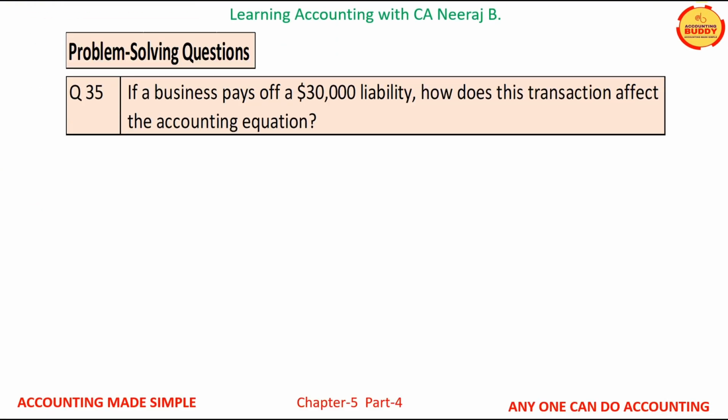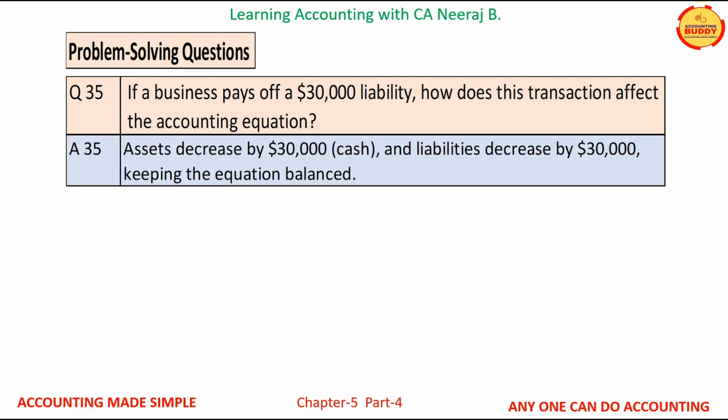Question number 35 on your screens is: if a business pays off $30,000 liability, how does this transaction affect the accounting equation? The answer is assets will decrease by $30,000 and the liabilities will also decrease by $30,000, keeping the equation balanced.